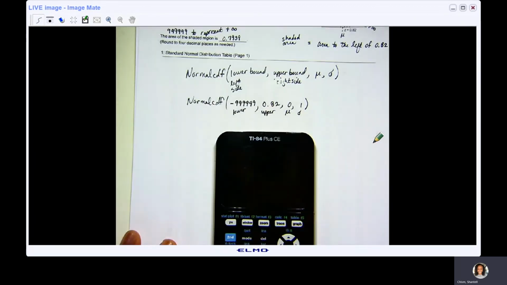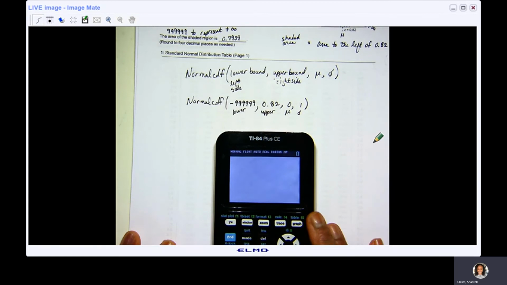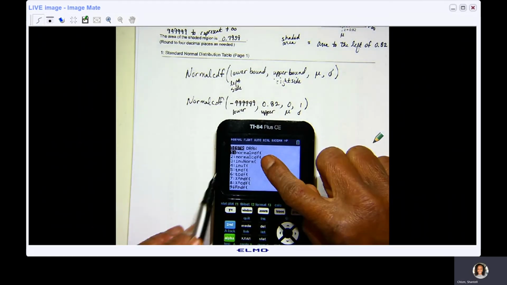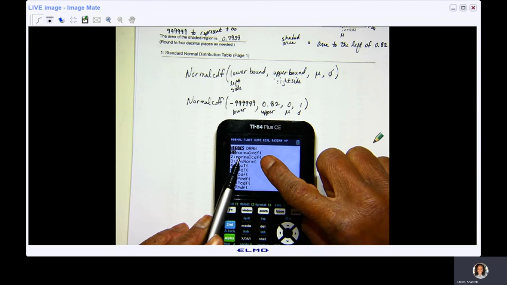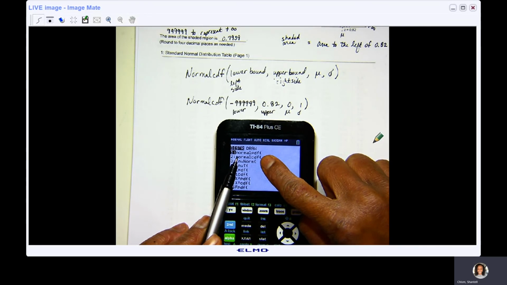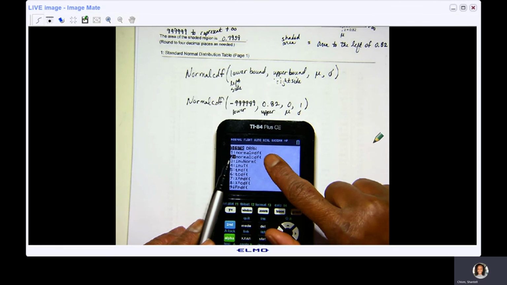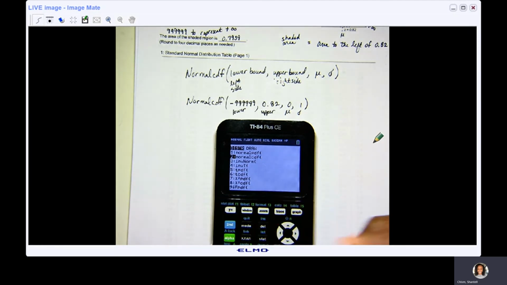So let's show that on the calculator. You're going to press 2nd VARS, and normalCDF is number 2. You will never use normalPDF. Never, ever, ever use number 1. We're using number 2 because this is always a cumulative area or cumulative distribution under the curve. So number 2, normalCDF.